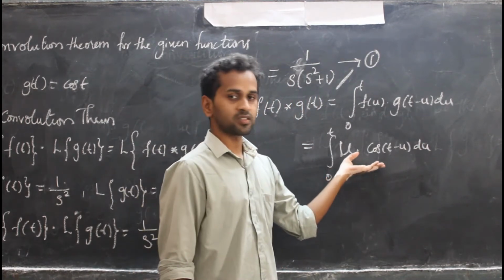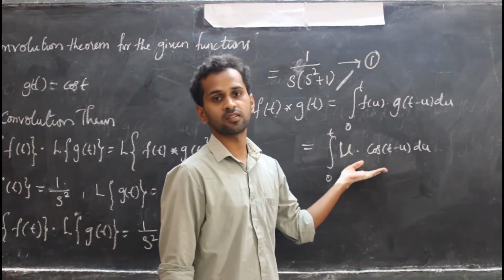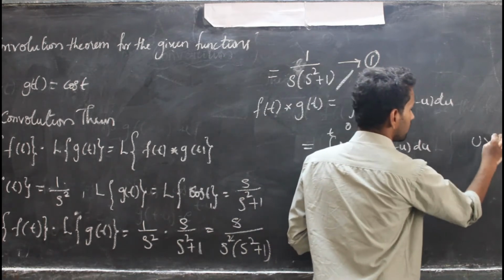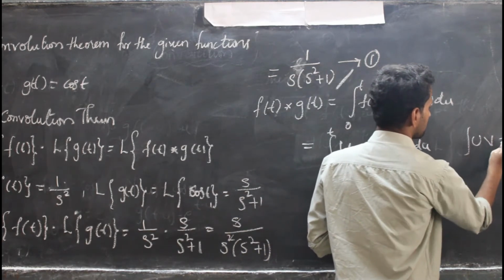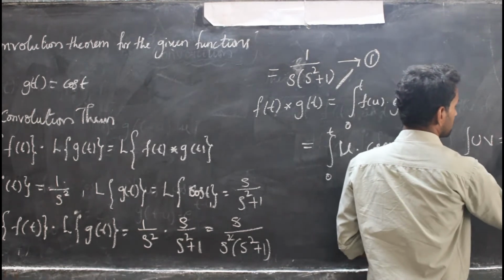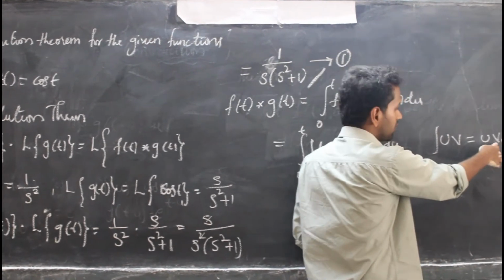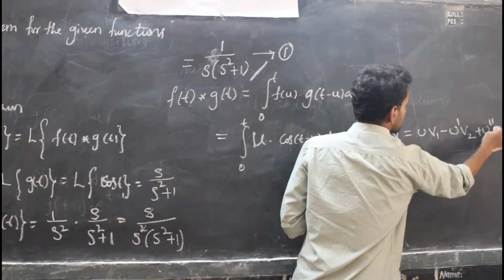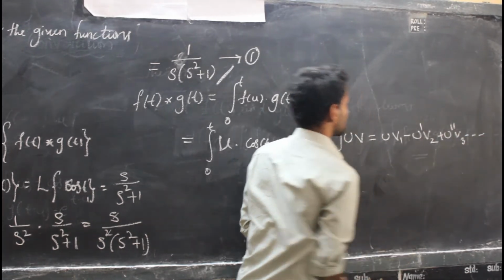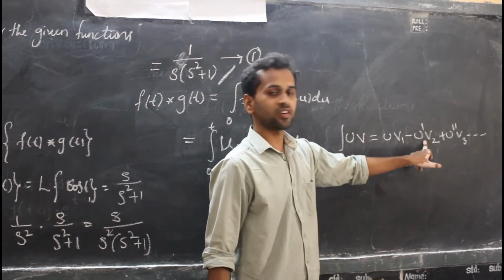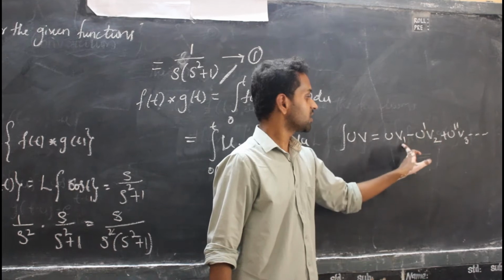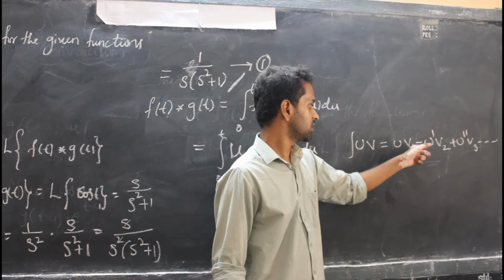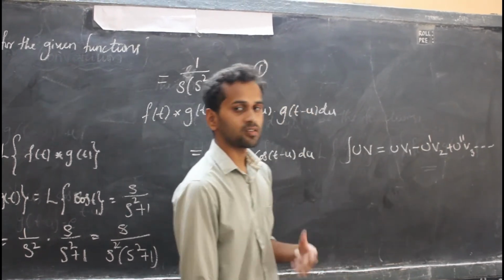Now let me consider this. Now we use the Bernoulli's rule. What is the Bernoulli's rule? We have the integral of u v equal to u into v1 minus u dash into v2 plus u double dash into v3 minus and so on. That means u dash means differentiation of u, v2 means integration of v1. So v1 is the first integration of v, and v2 is the second integration.